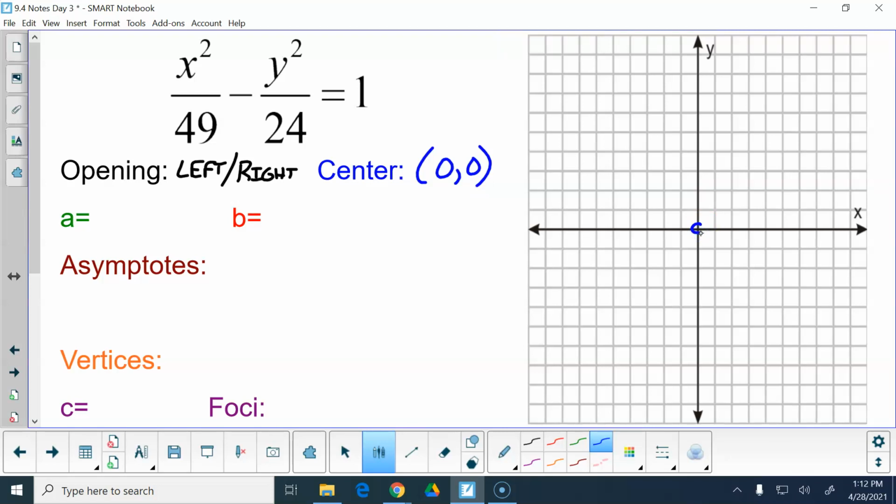Now we need to build the box. Okay? So my A value, what is my A value? 8? 7. So that tells me that I'm going to go left and right 7 from my center. 2, 4, 6, 7.